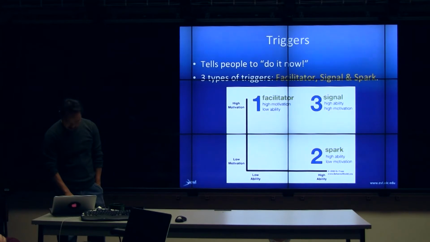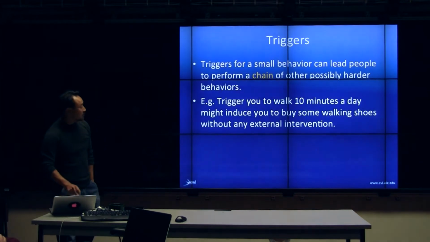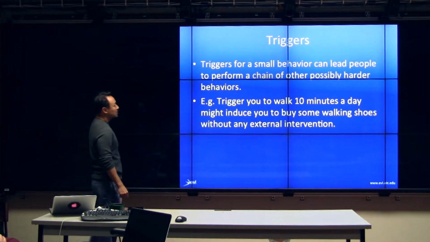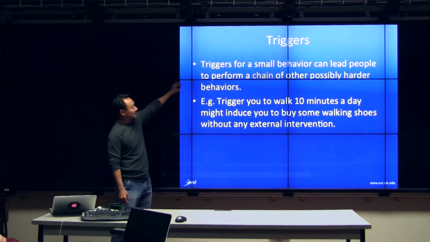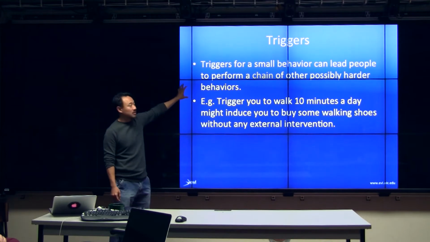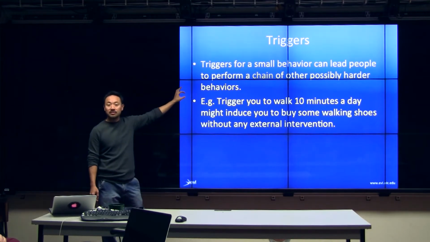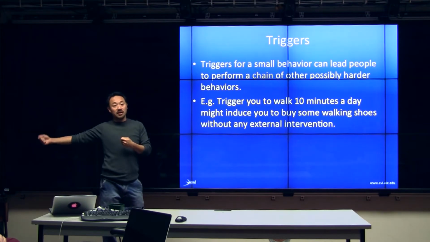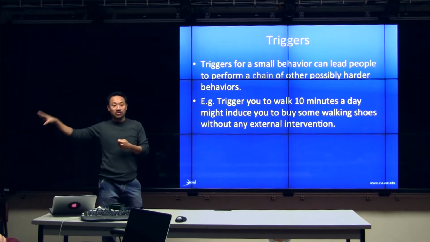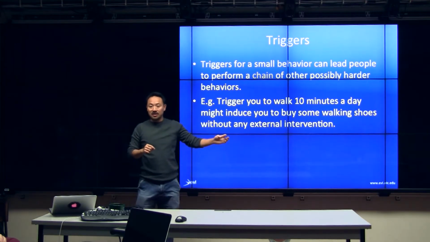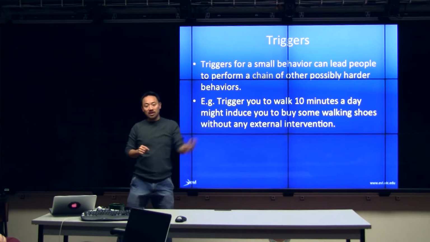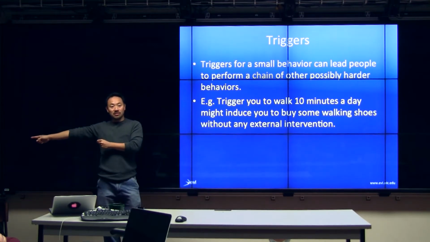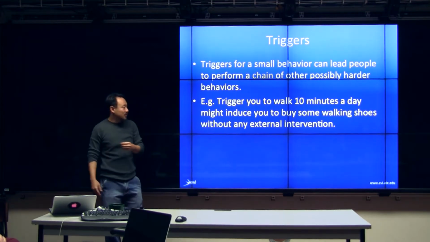Now, one thing that's important to point out, and he also mentions this, is that sometimes triggers for a small behavior can lead people to perform a chain of other, possibly harder behaviors. So maybe the ultimate behavior you're trying to create, or trigger, is really hard to do. So instead of targeting that, you trigger something easier that hopefully will create a chain of events that will get them to do the harder behavior.